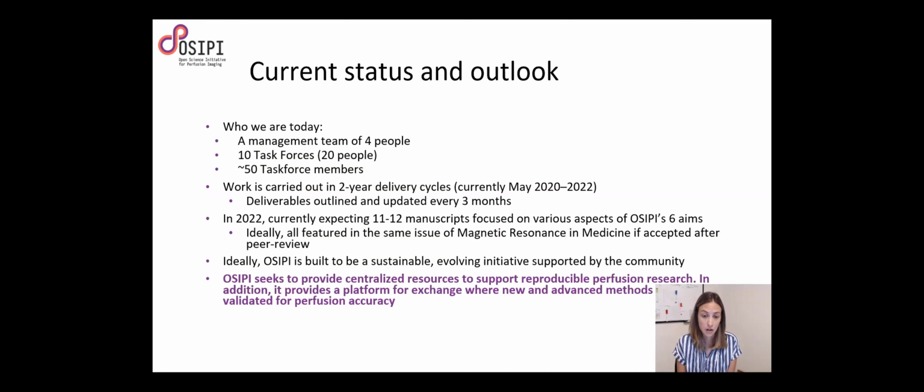Work is carried out at a 2-year delivery cycle, just because we're so large. This is going from May 2020 to 2022. And our deliverables and milestones are all outlined and updated every 3 months when we meet. In 2022, we are currently expecting 11 to 12 manuscripts focused on the various aspects of these aims. And ideally, we have tried to build OSIPI to be a sustainable, evolving initiative supported by the community.